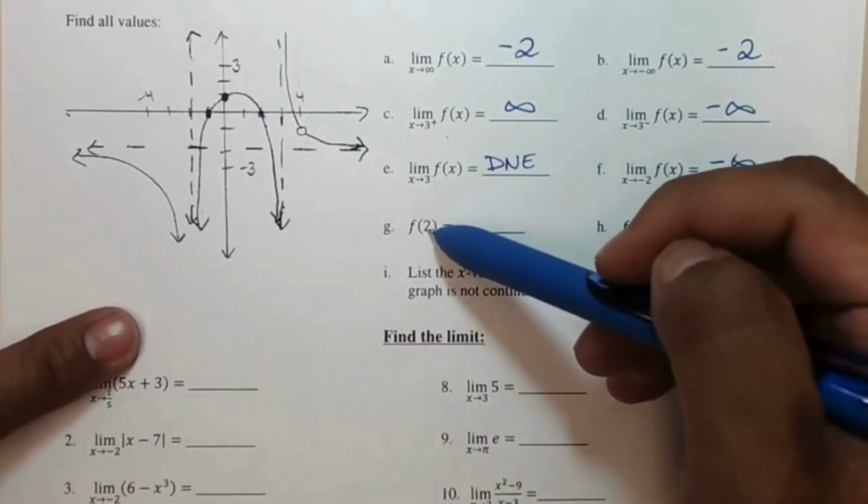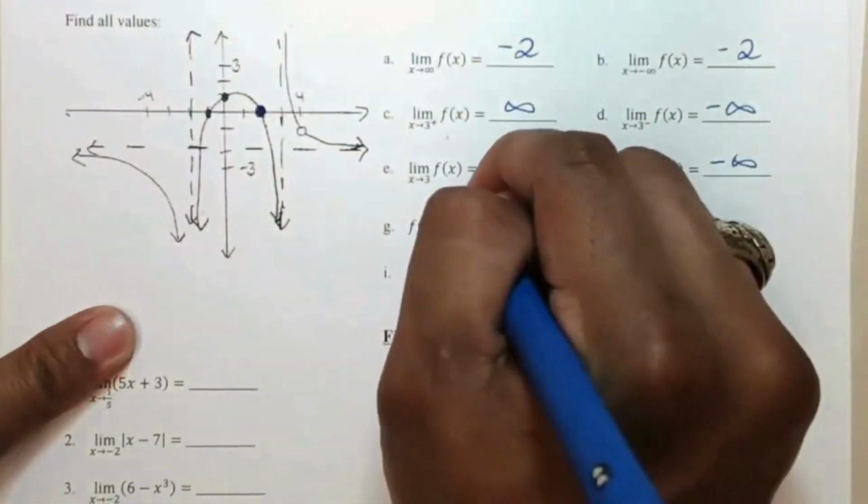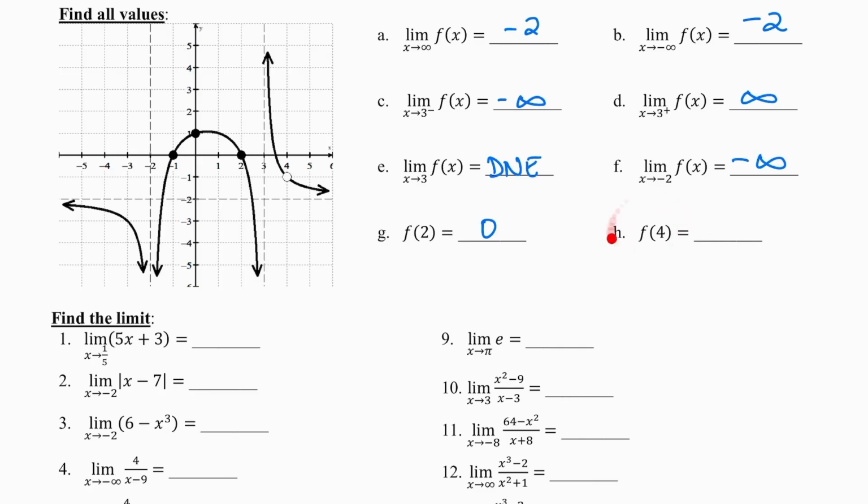Where is our function defined at 2? Well, when x is 2, we have a point here where our value is 0. So the next question is asking what is f at 4? Well, f at 4 is this point here. Notice that there are no closed circles anywhere here. So in calculus speak, since we do not have a point anywhere when x is 4, the value is undefined.